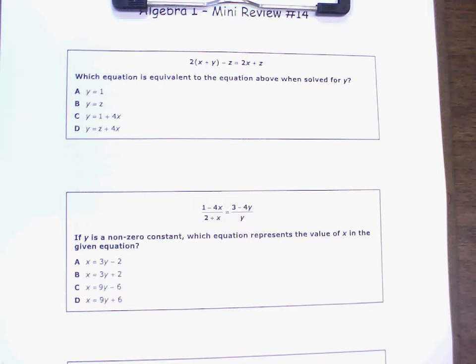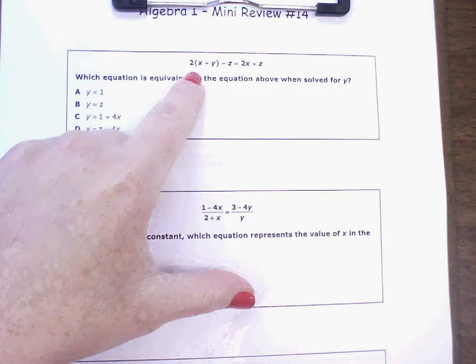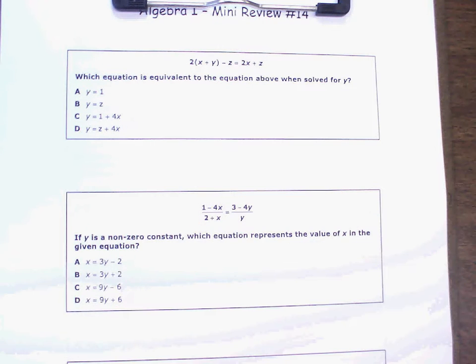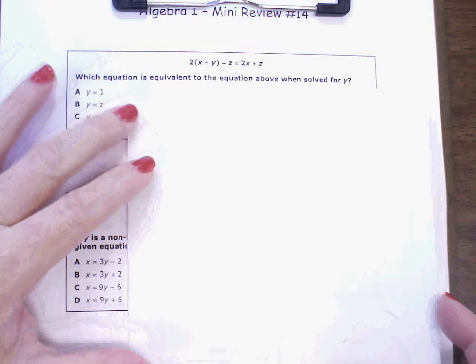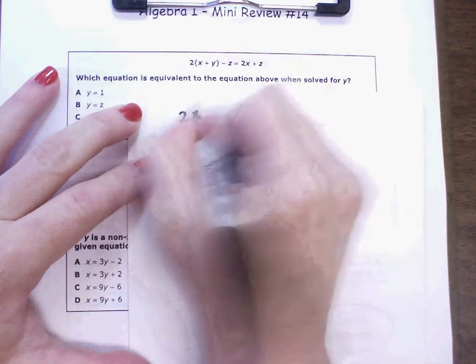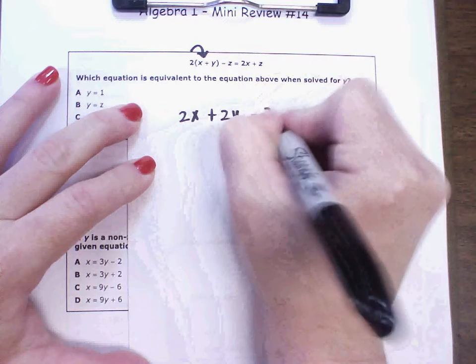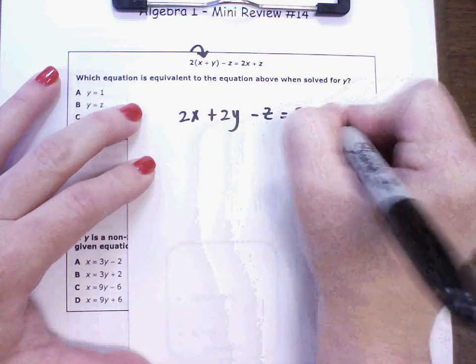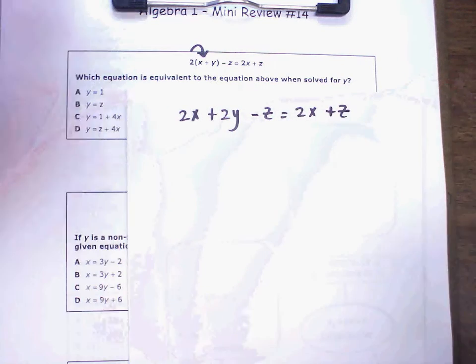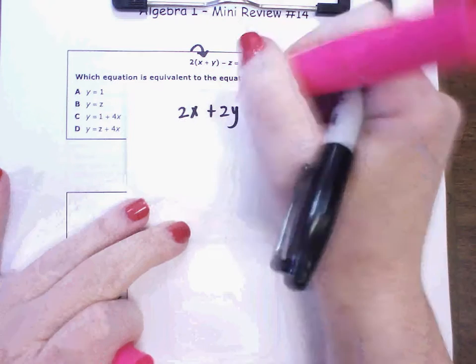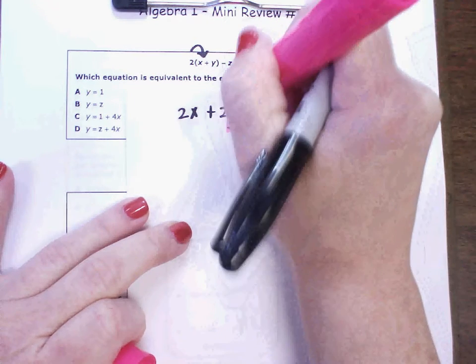Alright, number 1. Which equation is equivalent to the equation above, and then solve for y? So we got to solve for y. The first thing I'm going to do is distribute that 2. So that would be 2x plus 2y minus z equals 2x plus z. And I got to solve for y.